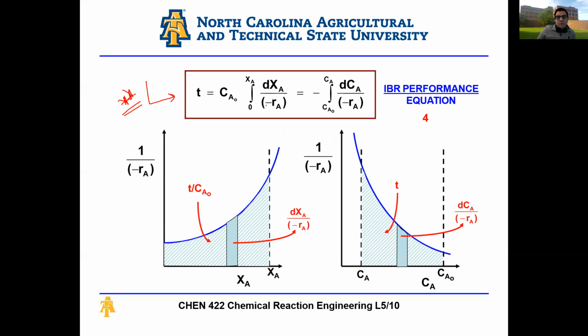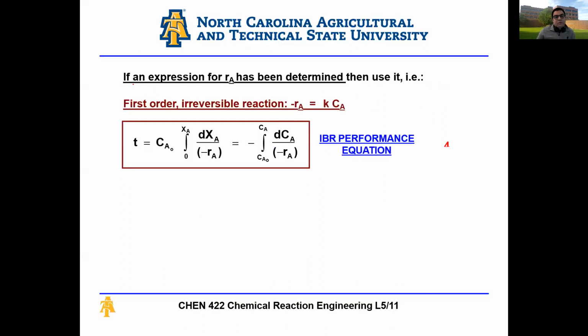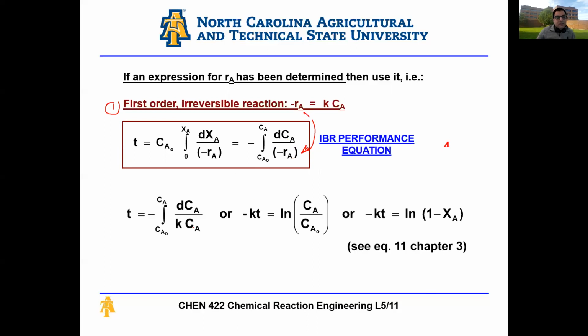To use this equation, we really need an expression for minus RA. And an expression for minus RA will depend on the type of reaction we're dealing with, right? So if an expression for RA has been determined, then you can use it. For the first case, I have a first order irreversible reaction and minus RA is equal to KCA. In this case, I take my ideal batch reactor performance equation, I plug in this expression here, and then I integrate.